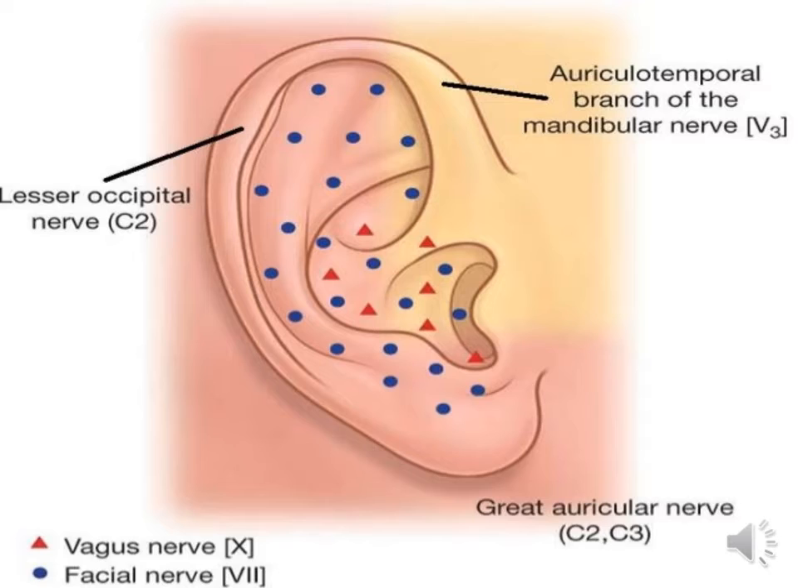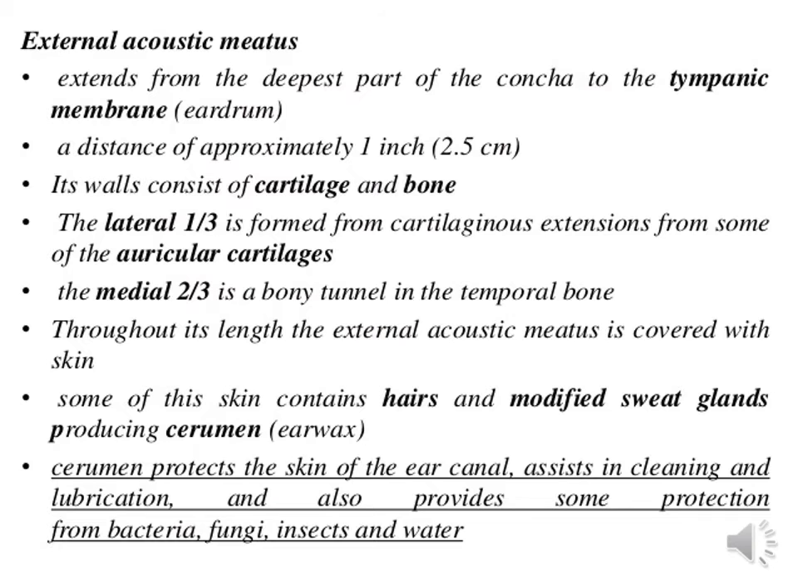Around this area, we have three nerves. The first one is the auriculotemporal branch of the mandibular division, then the lesser occipital nerve from cervical 2, and the greater auricular nerve from cervical 2 and cervical 3, that supply the outside of the auricle. Then we go to the center of the auricle.